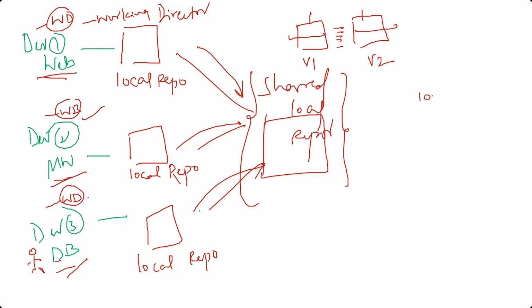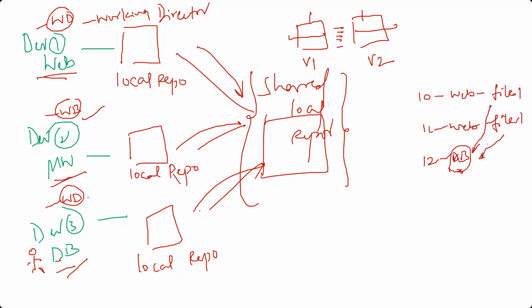So imagine at 10 a.m. the web team is pushing file 1 to the local repo. At 11 a.m. the same web team is pushing the file to the local repo again. At 12 noon, when the DB team wants to read this file 1, they will have a choice of which one to read. Do I need to read file 1? Do I need to read the latest, which is file 2? That is something they can decide.